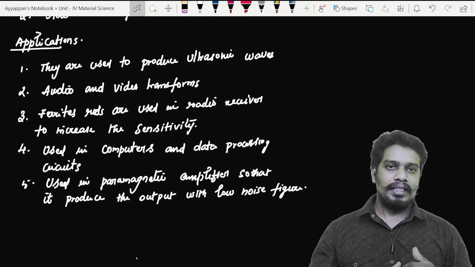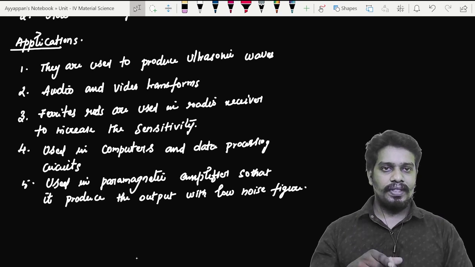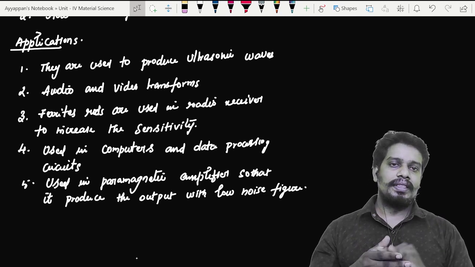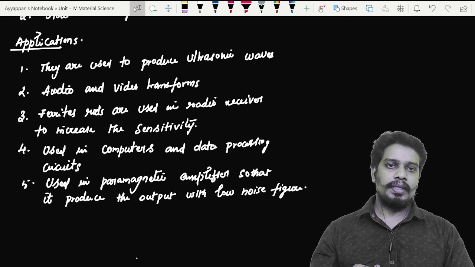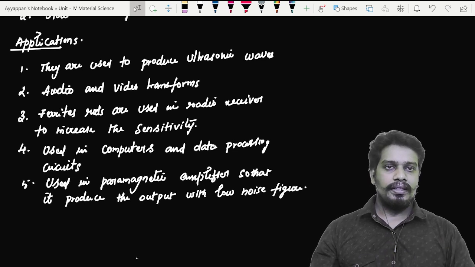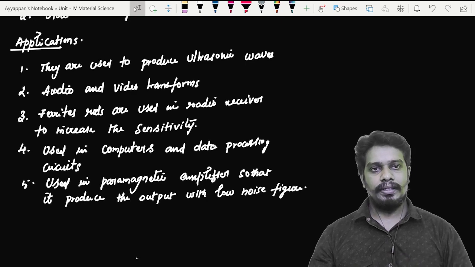So in today's lecture, we saw the structure of the ferrites, and then we discussed the spinel structures. Then we saw the advantages, disadvantages, and its applications. Thank you.